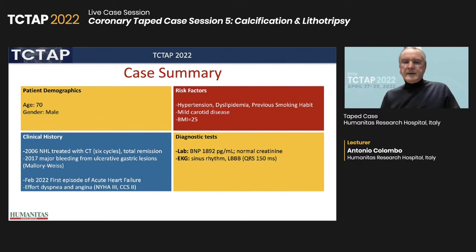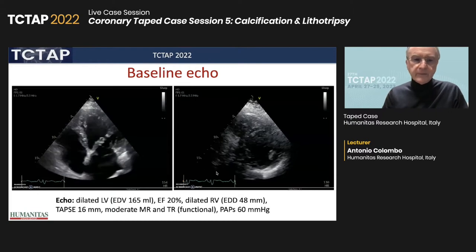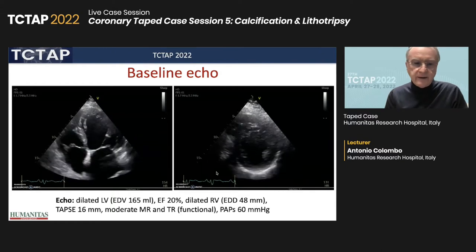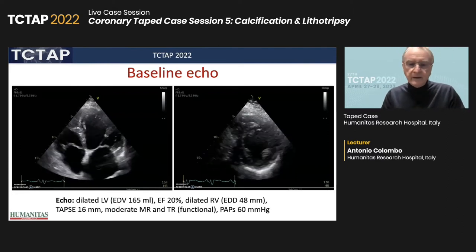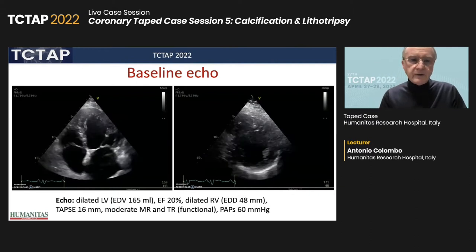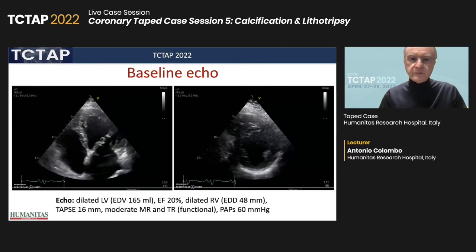ECG shows sinus rhythm, left bundle branch block with a very large QRS, 150, and the history of heart failure is confirmed by the high BNP close to 2000. He has a normal creatinine. You see a very dilated ventricle, end diastolic volume 165, ejection fraction 20%. There is some RV dysfunction with the TAPSE of 16 and some intracuspid mitral regurgitation. The pulmonary pressure is 60. So I think it's evident that the motion of the left ventricle is markedly reduced.